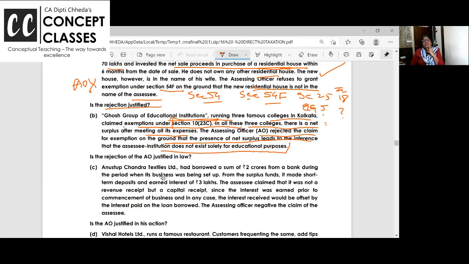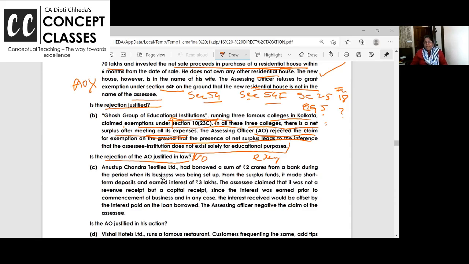So they are not working for profit. That's why they charge very reasonable fees. And out of that, they meet the payment of salaries, college depreciation, building, rent, and all their admin expenses. Now, they are not supposed to make the profit. Here, coincidentally, all the three colleges are making surplus. So, AO is saying we will not give you exemption because you are working with profit motive. Is the AO correct? Is the rejection of the AO justified?